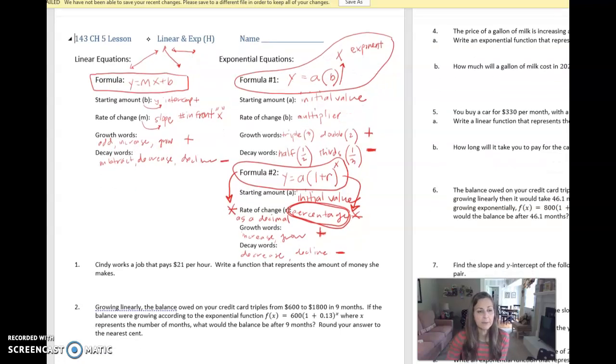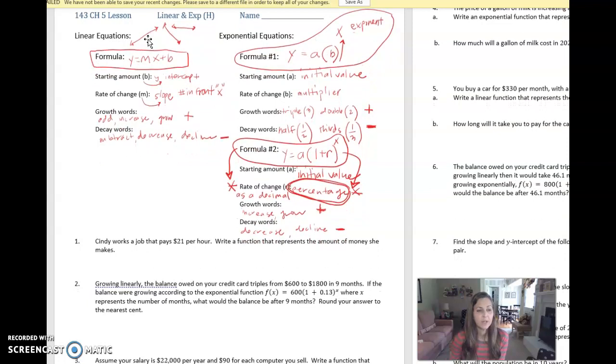Okay, let's look at a couple of examples. Number 1, Cindy works at a job that pays $21 per hour. Write a function that describes the amount of money she makes. Okay, well, I don't hear any multiplier words. I don't hear triple. I don't hear double. I don't hear half. I don't hear quarter. And I definitely don't have a percentage. So that leads me to believe that this is a linear equation. Y equals mx plus b.